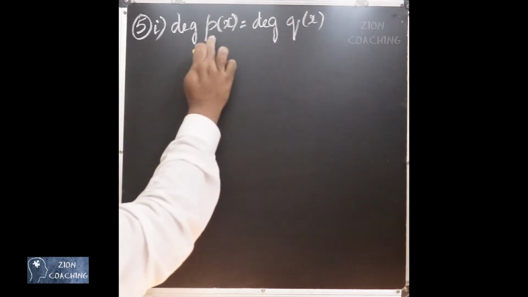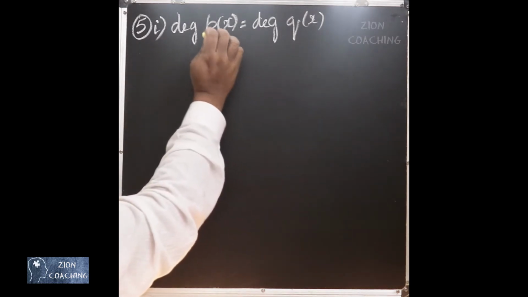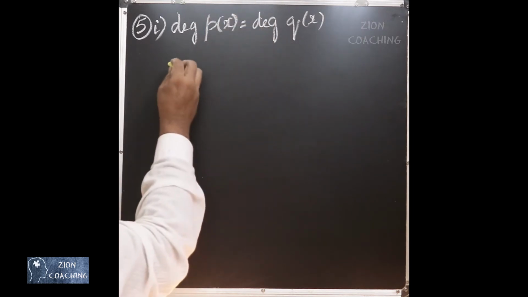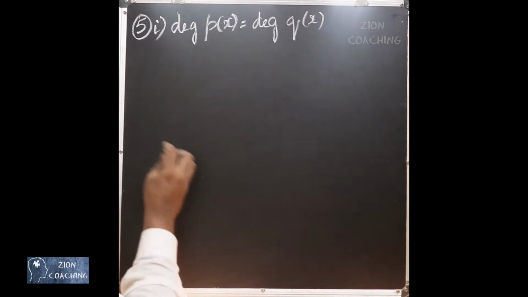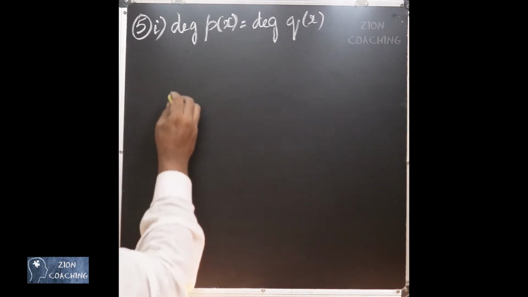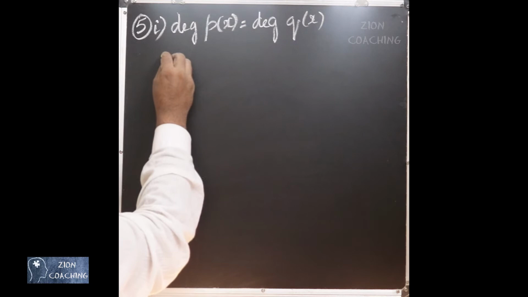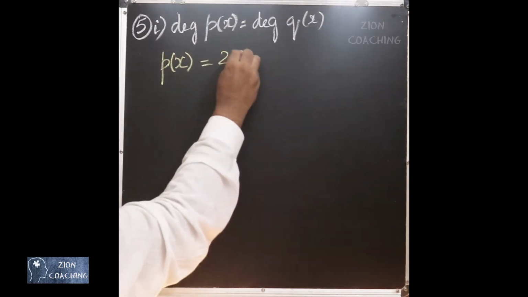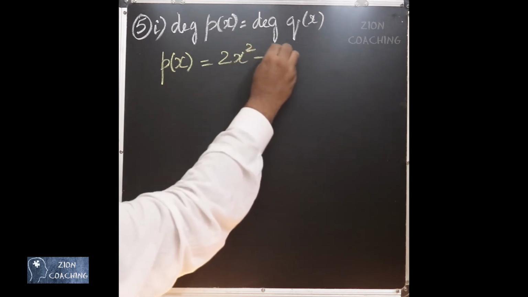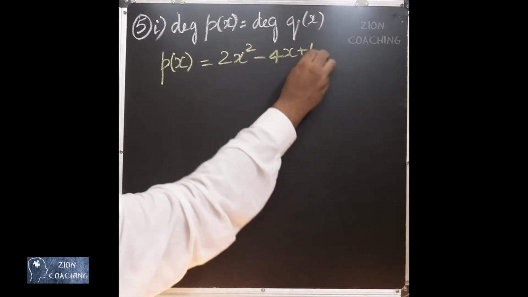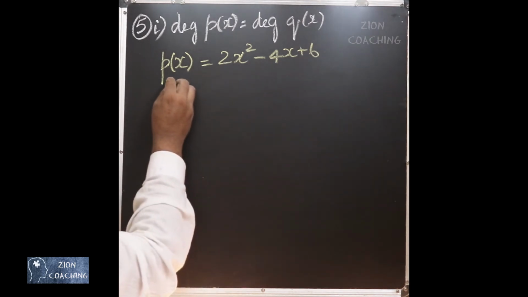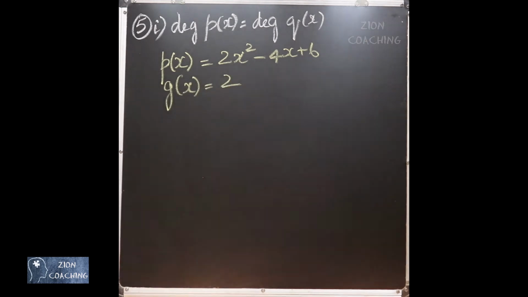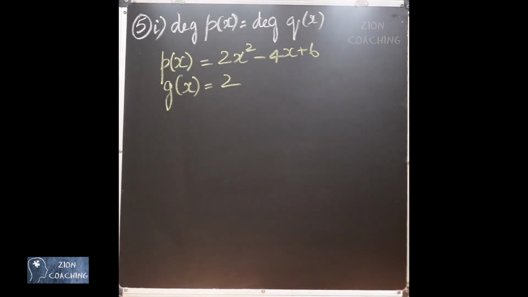So if the degree should not get reduced, that is, the given polynomial and the quotient should have the same degree, then you should be dividing by a constant polynomial. I will give you one example. Let us take our p of x to be 2x squared minus 4x plus 6. Then we will take our g of x to be 2.